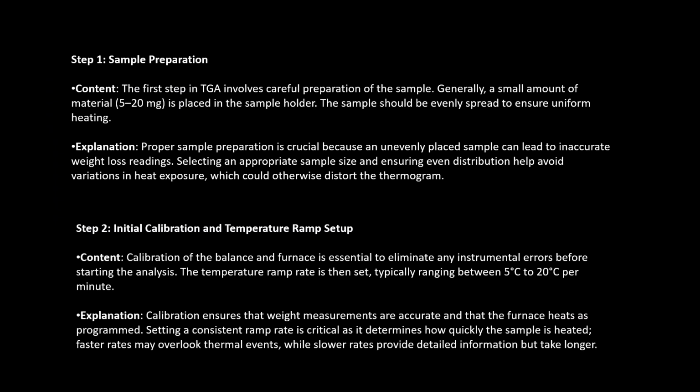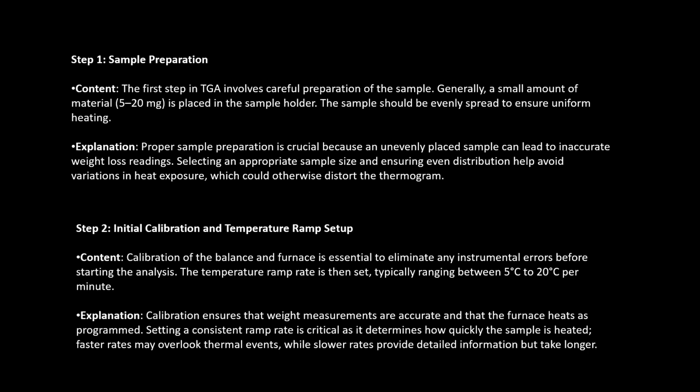The first stage in TGA requires meticulous sample preparation. A small quantity of material of around 5 to 20 mg is placed in a sample holder, ensuring it is evenly distributed to achieve the uniform heating. Proper sample preparation is essential to avoid inaccuracies in the weight loss measurements. An uneven sample can result in non-uniform heating leading to errors in the thermogram. Using the correct sample size and ensuring even distribution minimizes the variation in thermal exposure.